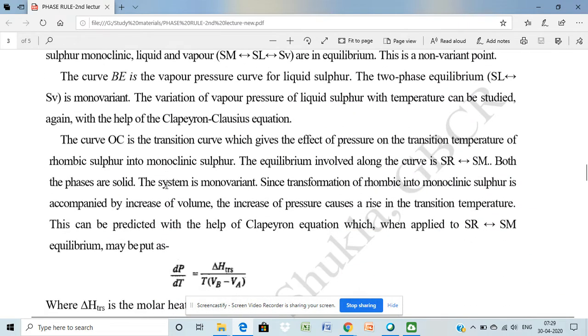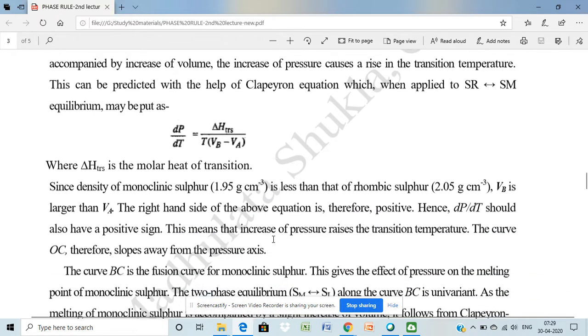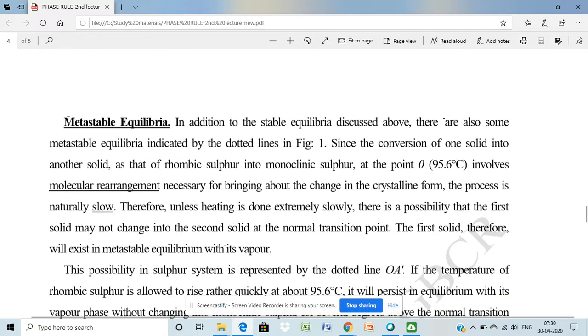And now this is the Clausius-Clapeyron equation: dP/dT is equal to delta H transition, the heat of transition, over T times (Vb minus Va). Now we are moving to what the metastable state is, which I have stated above.